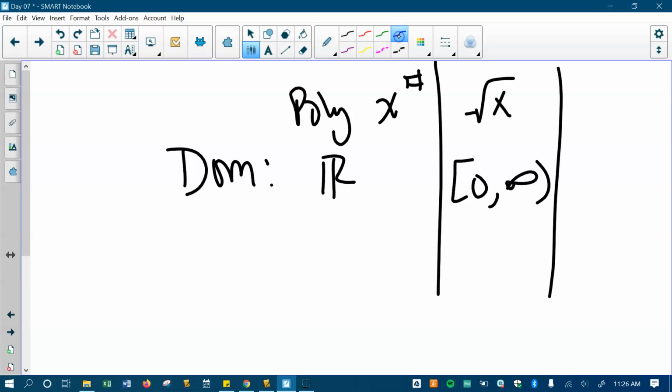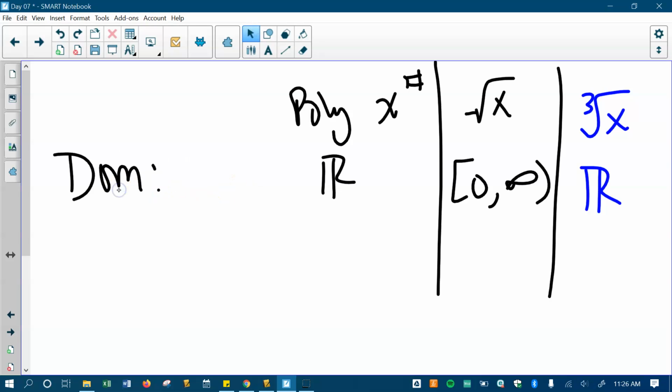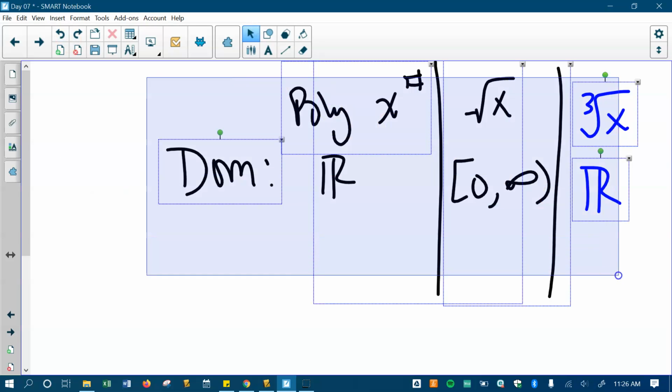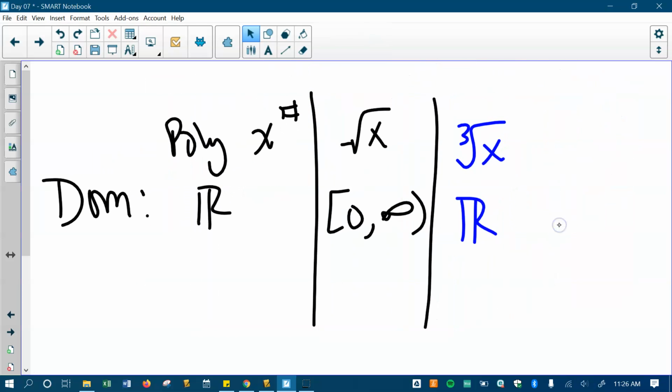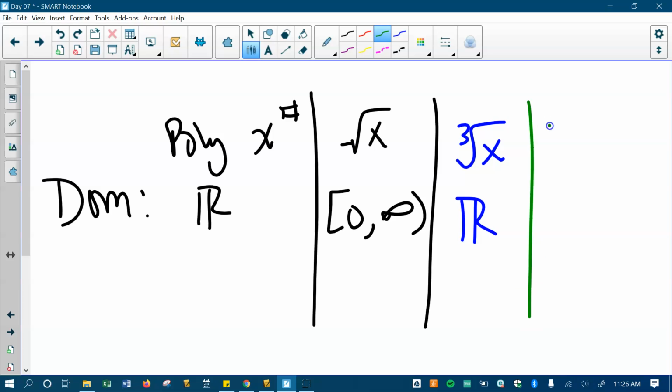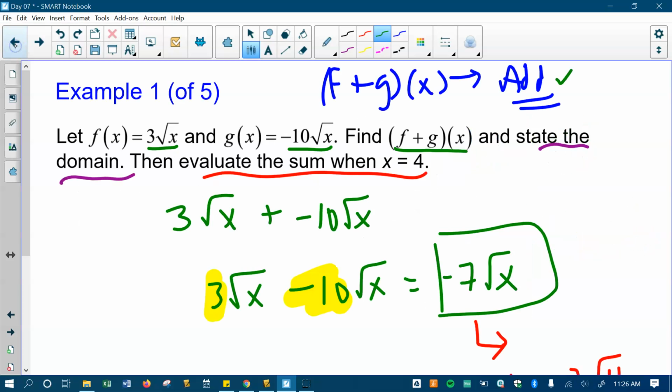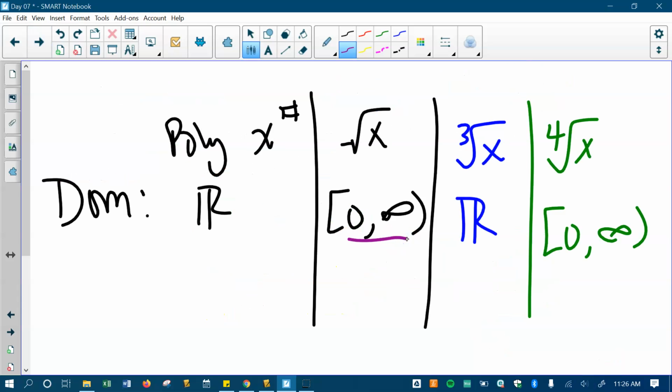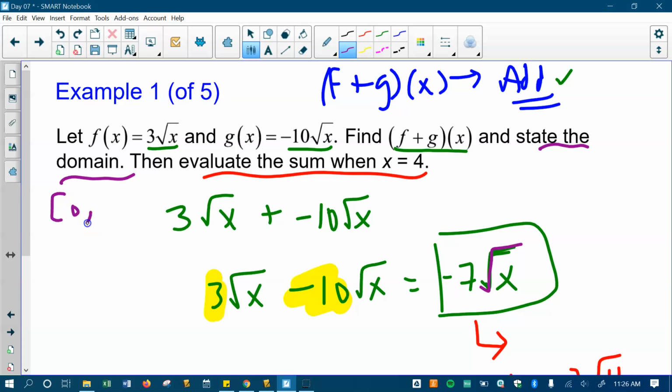If you have a cube root of x, your domain is all reals. I'm going to do one more for you, and then I think that's it. Let's go back here. Your domain for the fourth root, because I think I saw one on there, is going to be 0 to infinity. Okay, so now let's see what we have here for our domain. Here we have a root. So because we have a root, we get 0 to infinity. So that's what our domain is, 0 to infinity.